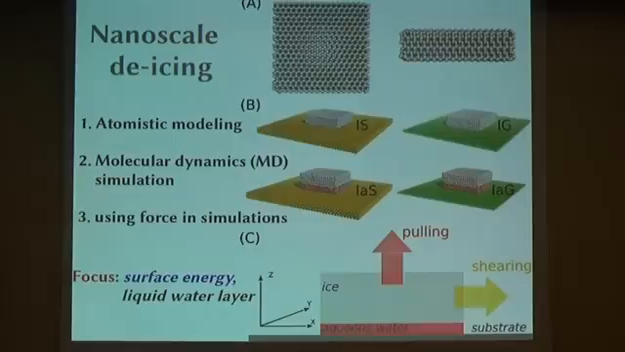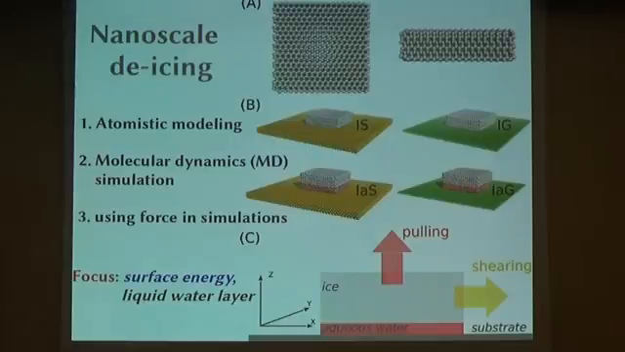And further, I put a small layer of water molecules. You see here the yellow, the red and reddish ones, and the water, and the small ice cube sits on top of it. And then I do some simulations.